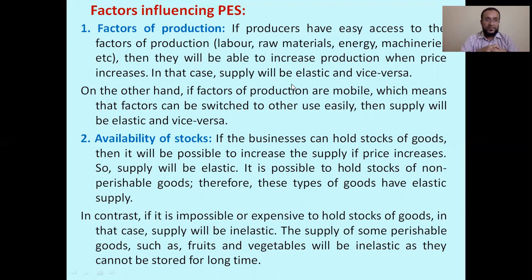Now come to the next factor, availability of stocks. If the business can hold stocks of goods, then it will be possible to increase the supply if price increases. So supply will be elastic. It is possible to hold stocks of non-perishable goods. Therefore, these types of goods have elastic supply. In contrast, if it is impossible or expensive to hold stocks of goods, in that case, supply will be inelastic. The supply of some perishable goods, such as fruits, vegetables, will be inelastic as they cannot be stored for a long time.